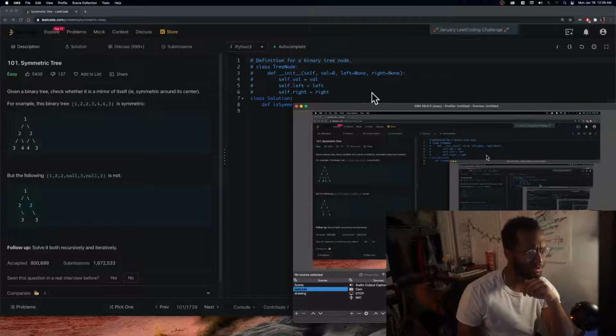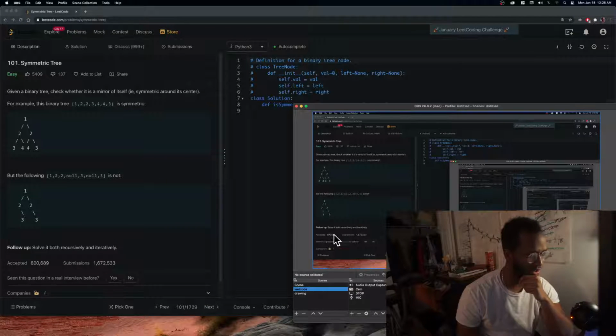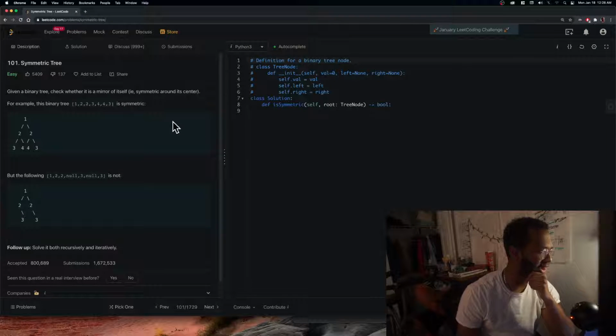But symmetric tree. Given a binary tree, check whether it is a mirror of itself, symmetric around its center.